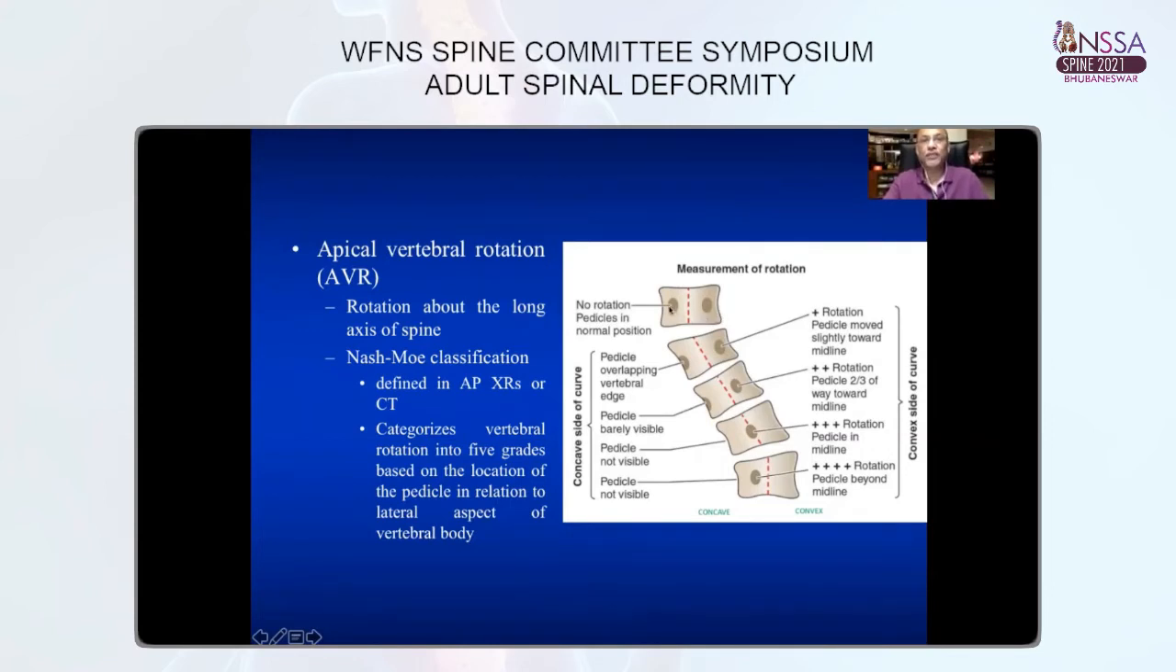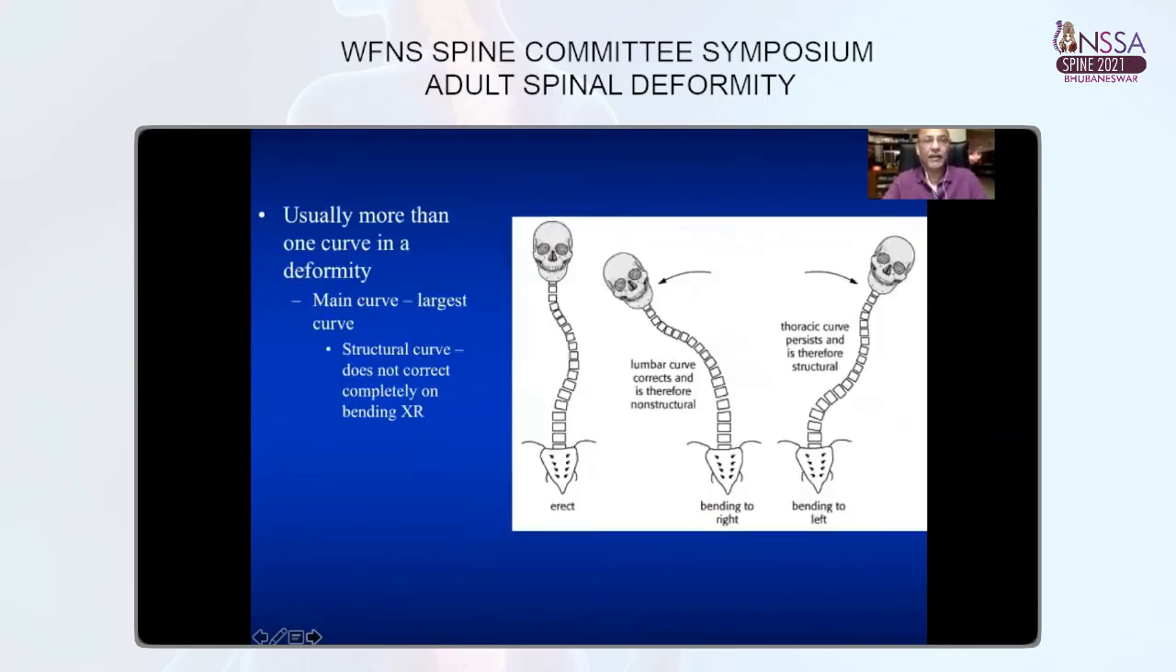So if no rotation and pedicles are normal, then we have rotation with the pedicle moving slightly towards the midline. Rotation, 2/3 of the pedicle already moved. In this, the pedicle is in the midline and the other pedicle is not visible, and the pedicle goes beyond the midline in this particular case. And so you can see this is convex and this is concave.